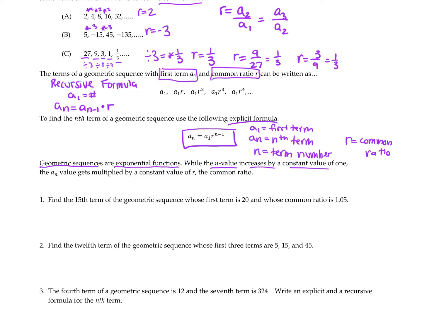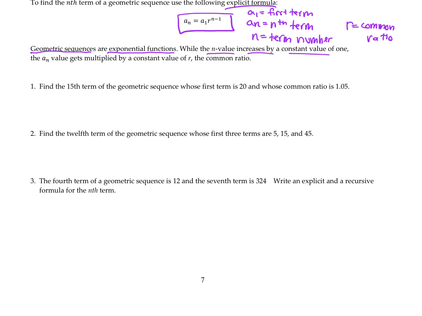All right, so let's put our formula to the test. It says find the 15th term of the geometric sequence whose first term is 20 and the common ratio is 1.05. So what are things that I know? I want to find when n is 15. I know that A1 is 20, and I know that my common ratio is 1.05. So I'm going to use my explicit formula. And again, you will get these formulas, so you don't need to memorize them. You just need to be able to recognize which one is which.